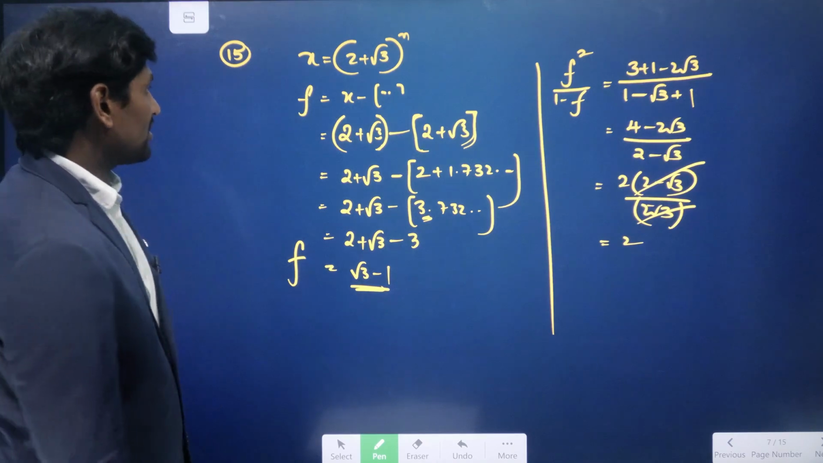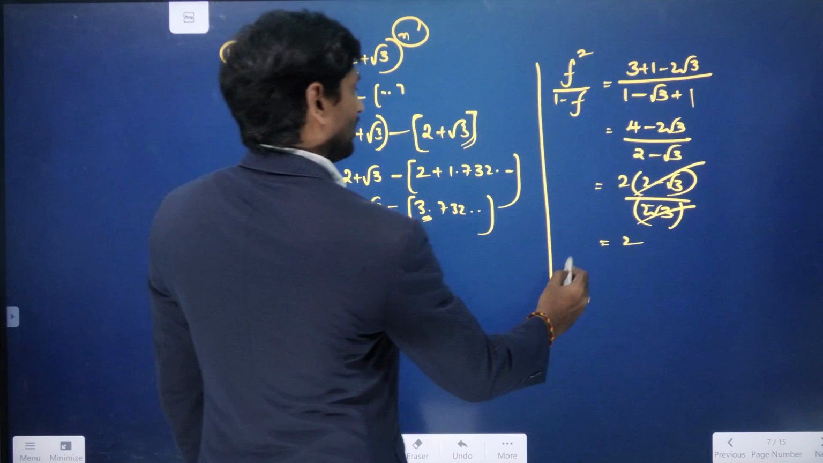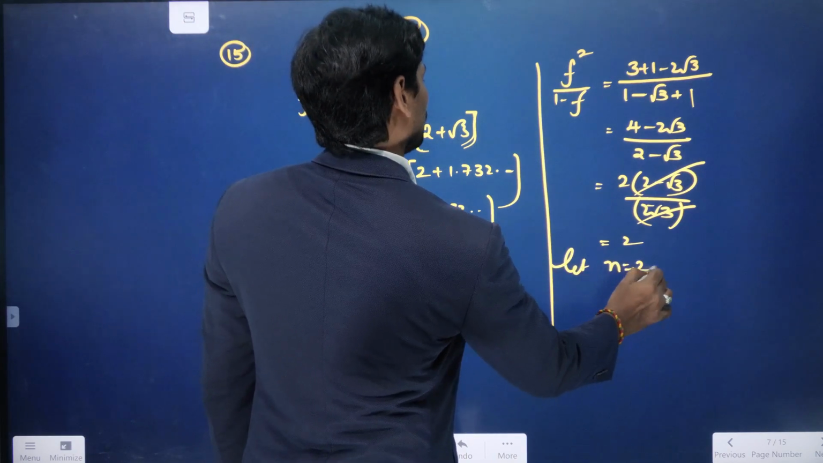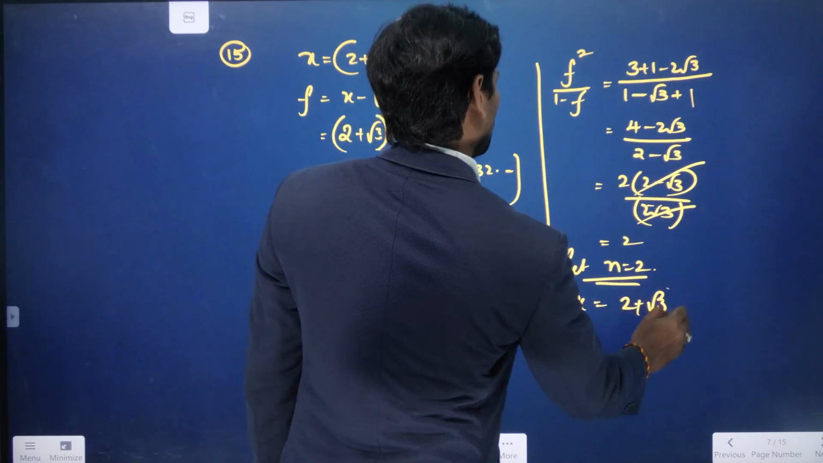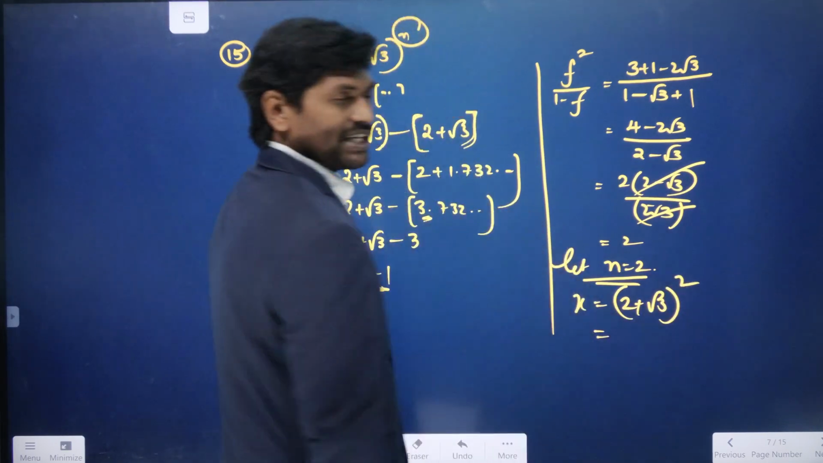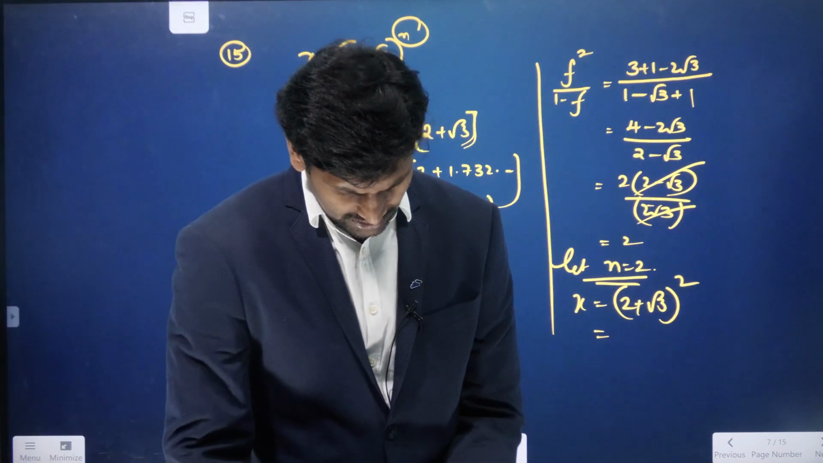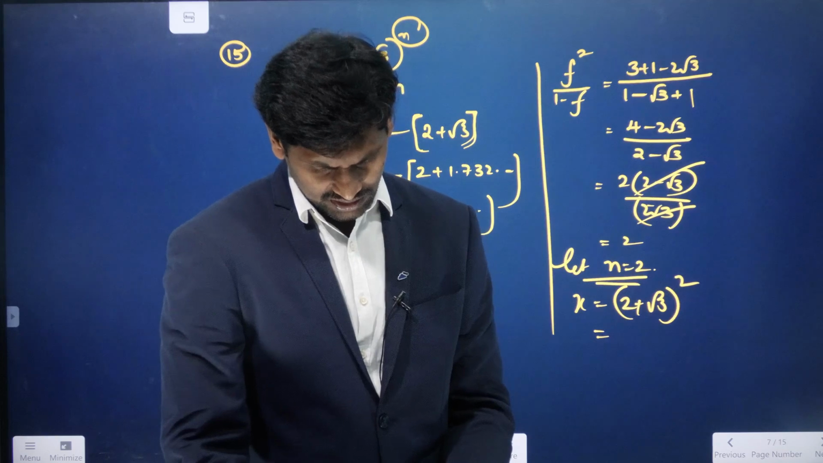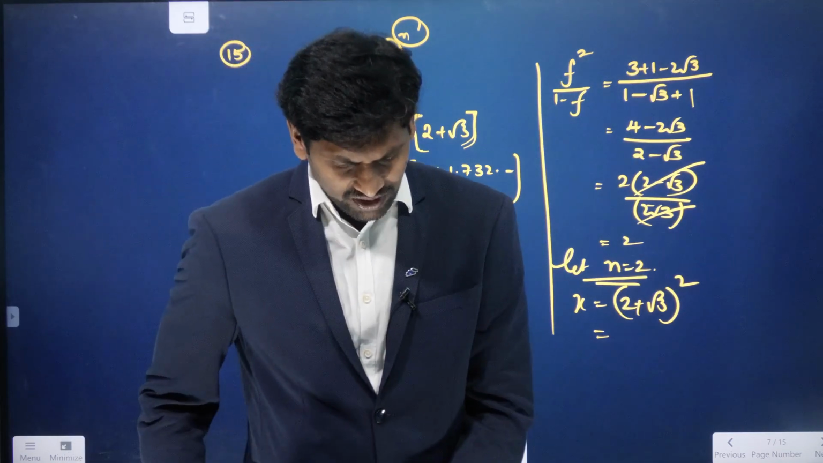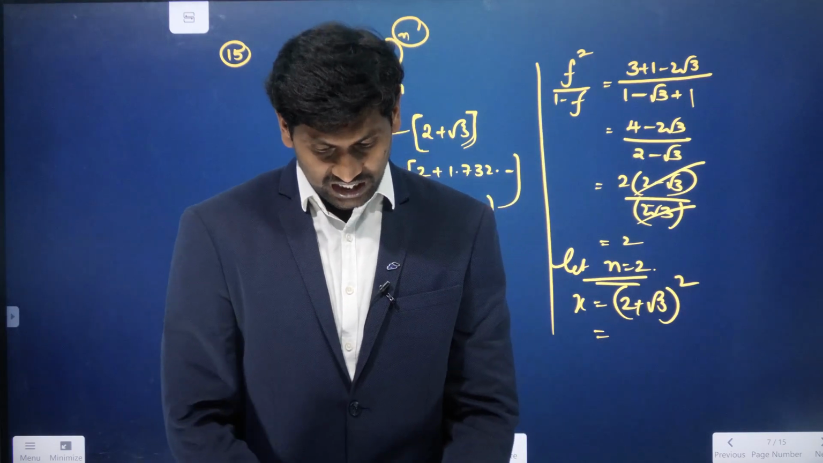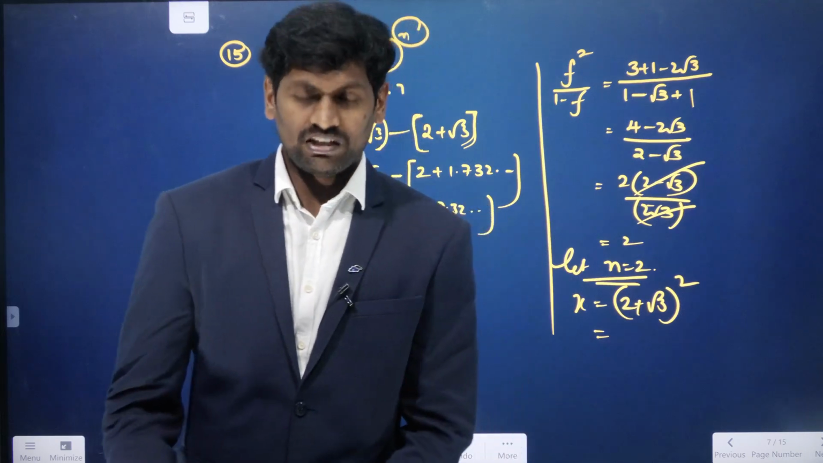Okay, now let us try to find the n value. Let us take that the n value is 2. Then x will be 2 plus root 3 whole to the power of 2, so you need to apply the a plus b whole square formula. We only need to find the n value, right? That means it will give a positive number, even or odd number, a non-integer rational number, or an odd irrational number. Any one of these answers can be given.